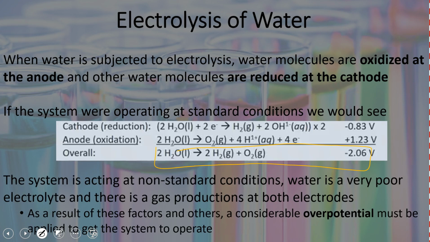The system is acting in non-standard conditions. Water is a very poor electrolyte, and there is gas production at both electrodes. As a result of these factors, a considerable overpotential must be applied to get the system to operate. So it's essentially saying water really doesn't want to decompose, and so even though it says that this is negative 2.06 volts, you actually have to apply more potential energy, so more than 2.06 volts, in order to get the system to operate. We might not get it to operate otherwise. Sometimes, though, if you add too much electricity, you'll change what's going to react, as we'll see here when we look at electrorefining of metals.